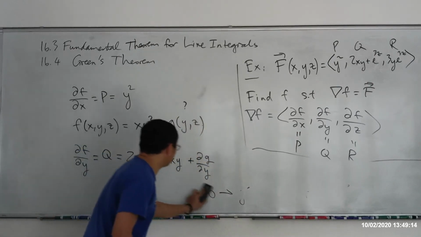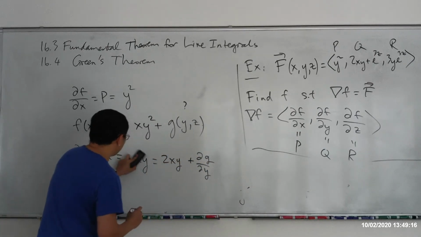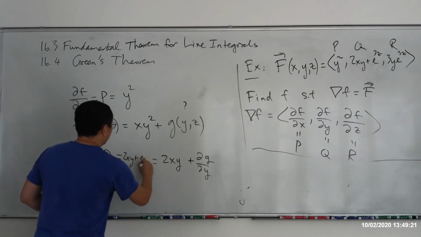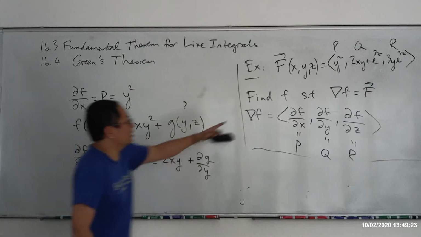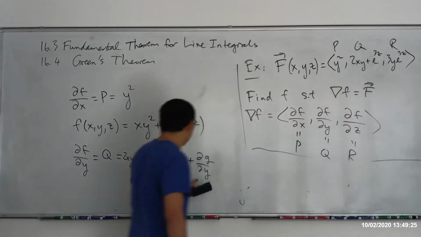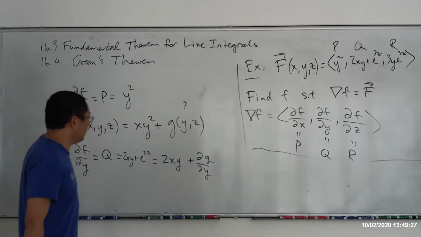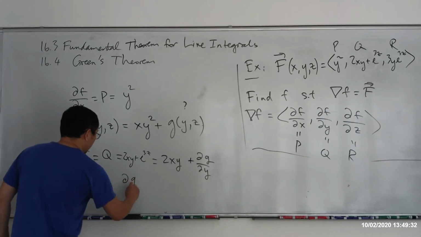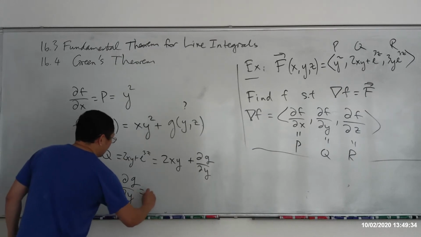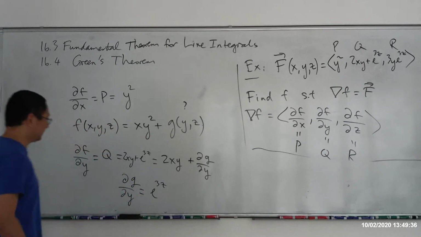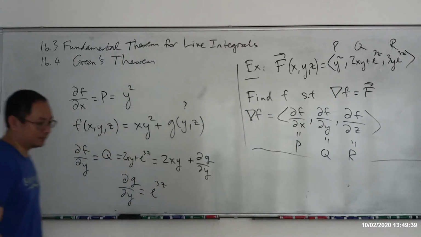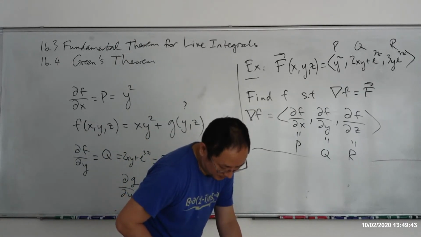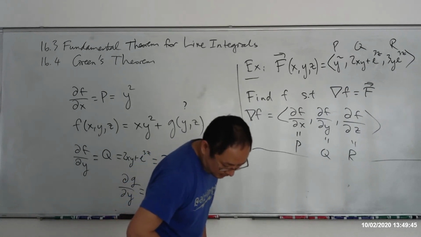This is not equal to 2xy. It's equal to 2xy plus e to the 3z. Okay? I missed that time. I didn't see that in here. So the dg over dy right here is not 0. So the dg over dy in here is going to be e to the 3z. Okay?